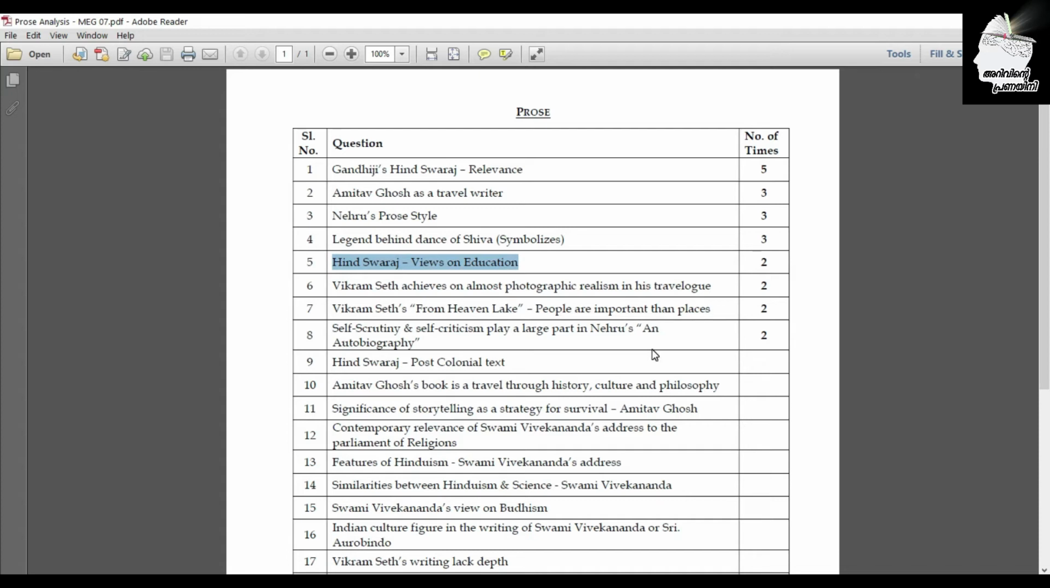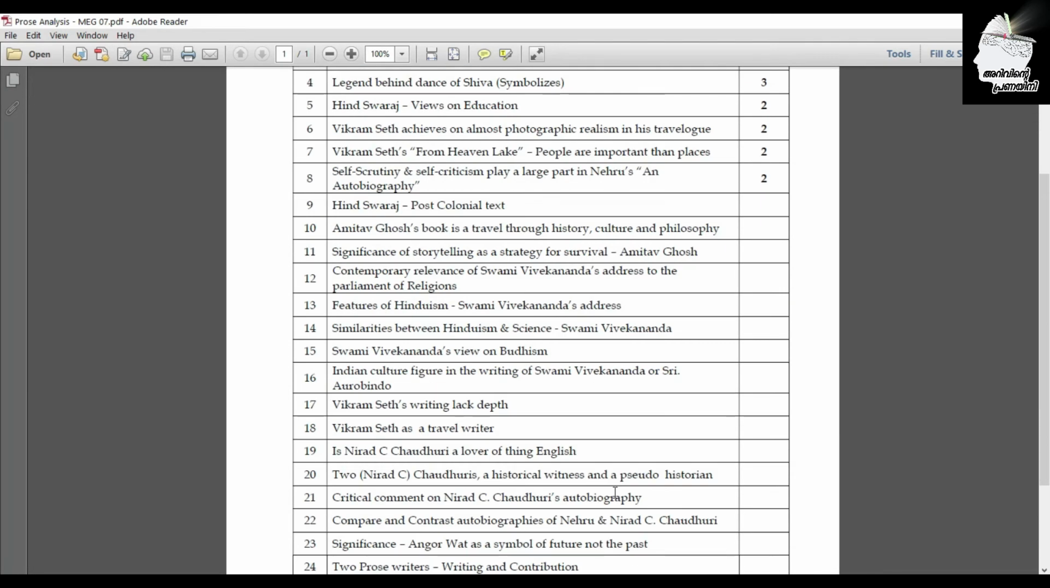These questions are asked by IGNOU, so you can be sure that this topic is an important one. Also Amitav Ghosh as a travel writer, as a travelogue, you have to study that, and Nehru's prose style, asked 3 times, and Shiva, that means the dancing of Shiva, what are the symbolic facts behind this legend. All these are asked 3 times, and the remaining questions you can get from the link.